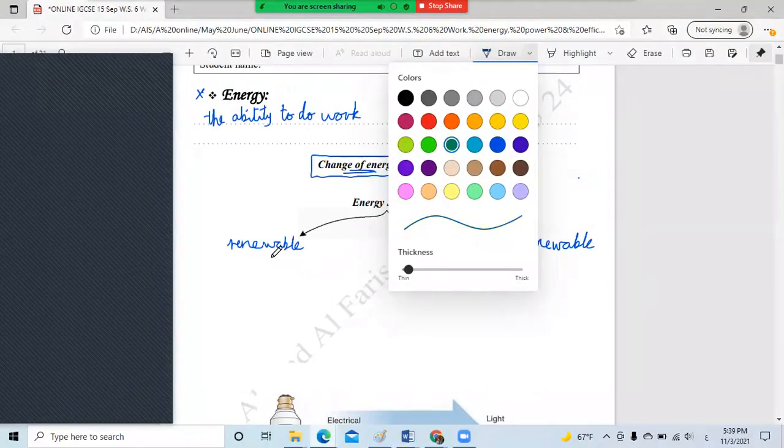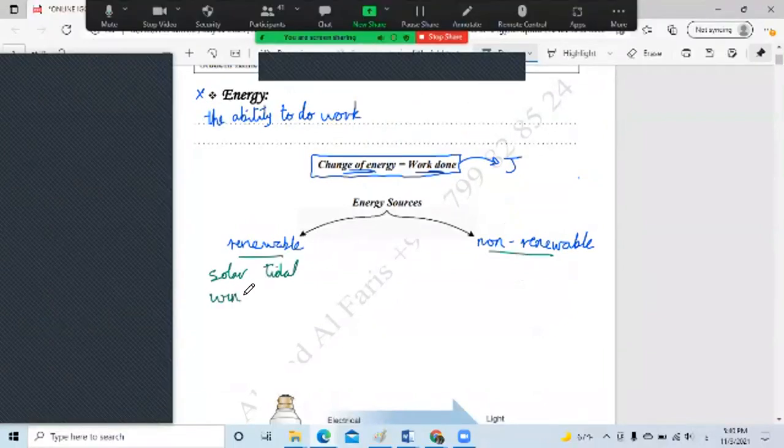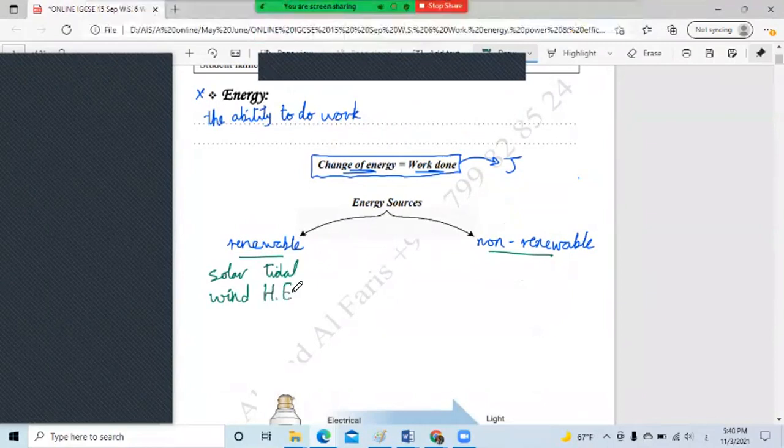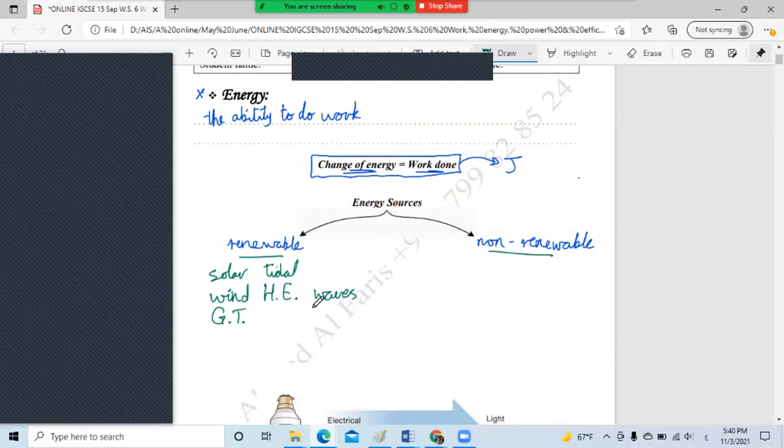You can send me on the chat examples of renewable energy sources. We have a lot. Send me, please. Yes, thank you. Solar energy. Tidal, exactly. Wind, bravo. Hydroelectric. Water waves, exactly, bravo. And geothermal, exactly. Fossil fuel is not renewable. Geothermal, and there are many.